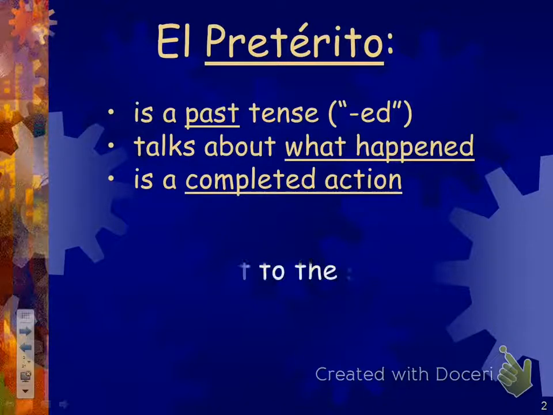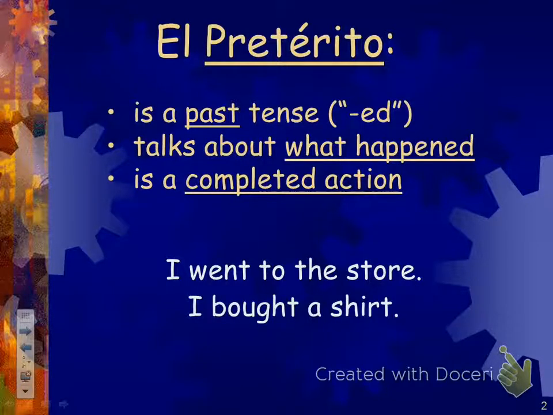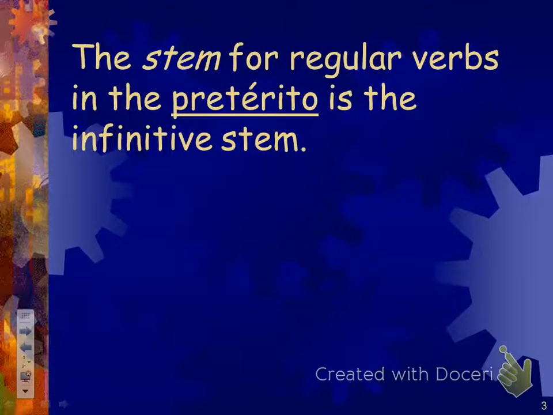Okay, here's some examples. I went to the store. I went to the store and I was done. This is not something I did all the time. I bought a shirt. Once and done. Okay. I paid in cash.